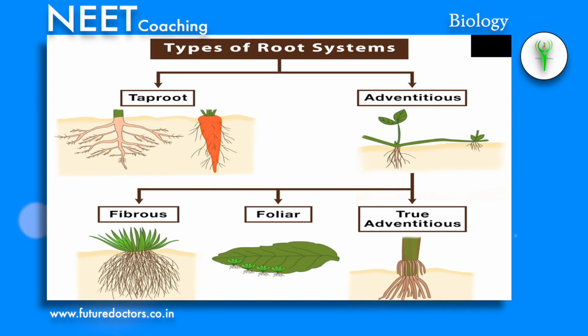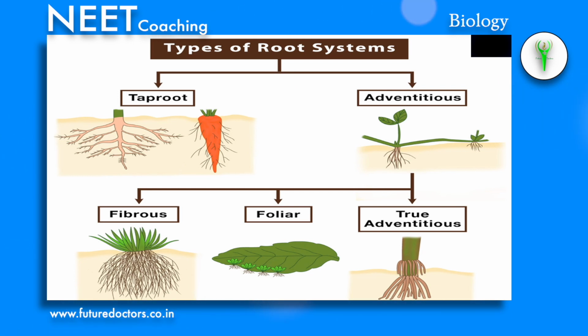Adventitious root system. The roots developing from any part of the plant other than radicle are known as adventitious roots. These are usually found in monocots, and this adventitious root is divided into three: fibrous roots, foliar roots, and true adventitious roots. In fibrous roots, the primary root soon gets replaced by a cluster of slender thread-like roots originating from the base of the stem in monocotyledonous plants.